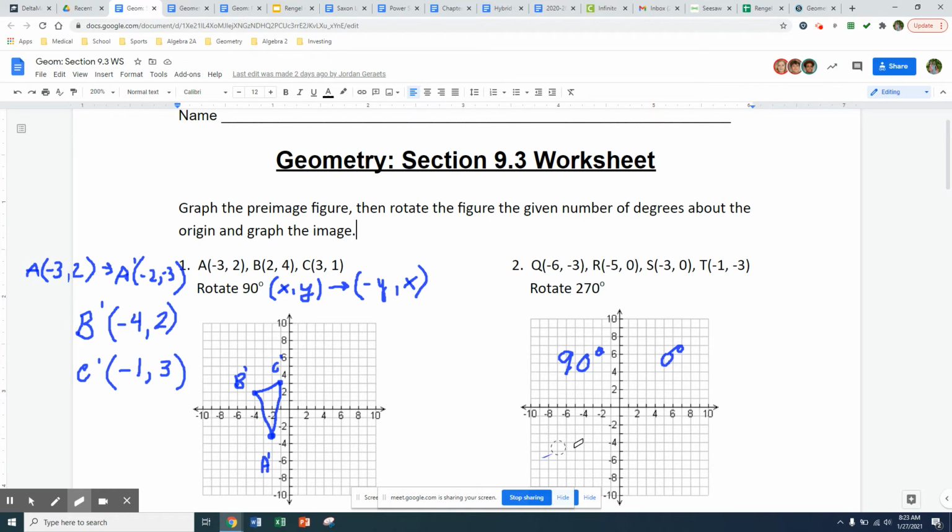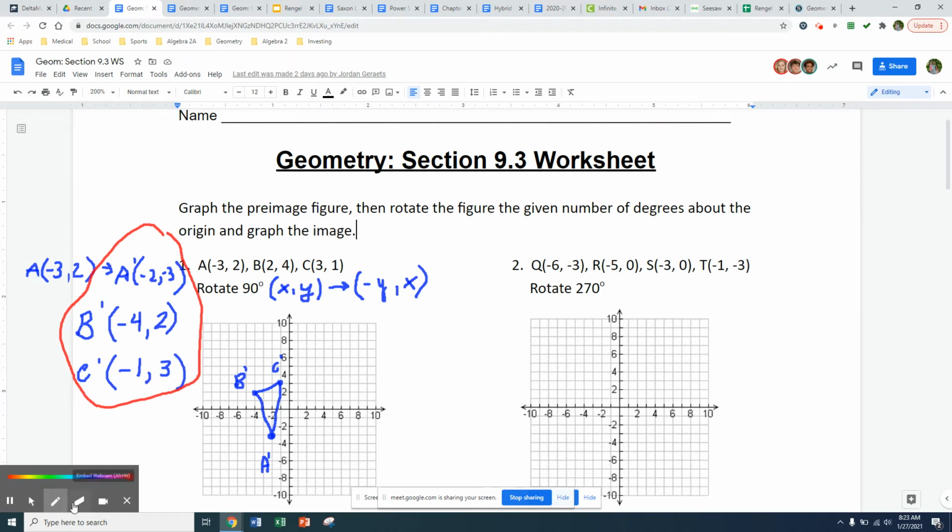All right, we'll head over to number 2. And again, I know if you're doing this digitally, it's going to be harder to graph, but you can just do what I did over here. If you just rewrite the coordinates under that transformation, that shows that you know how to apply that rule. So if you just rewrite those coordinates, I'll be looking for that. That works just fine as well.